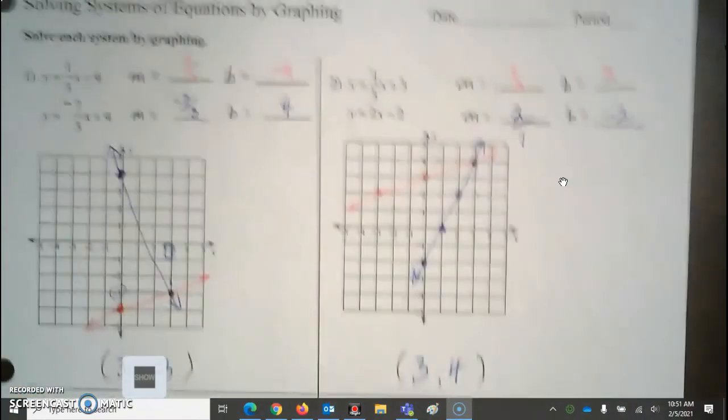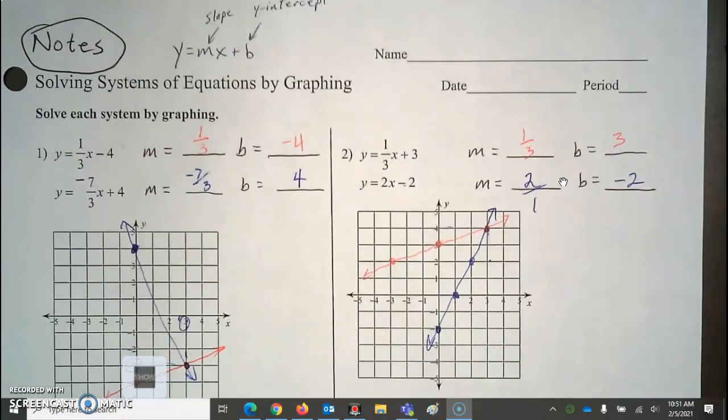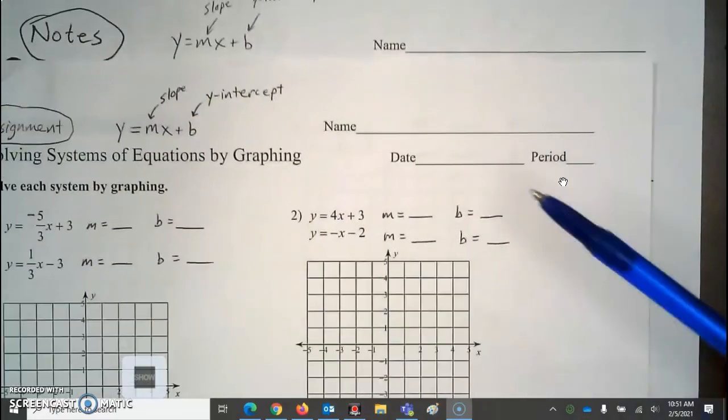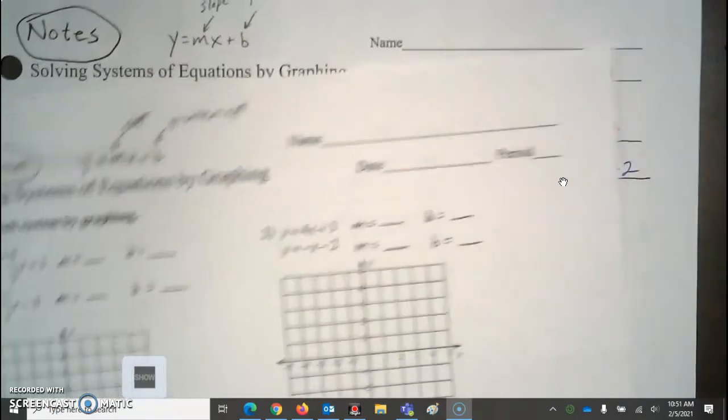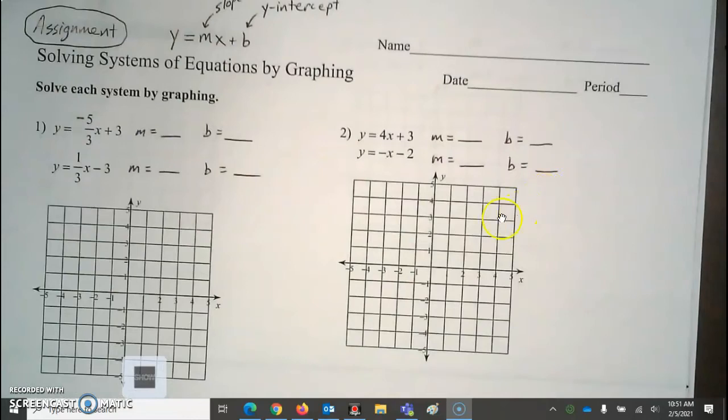That, everyone, is solving systems of equations by graphing. Again, the assignment looks identical. Okay, and I will also write rise over run somewhere on this paper for you. Let me know if you have any questions.